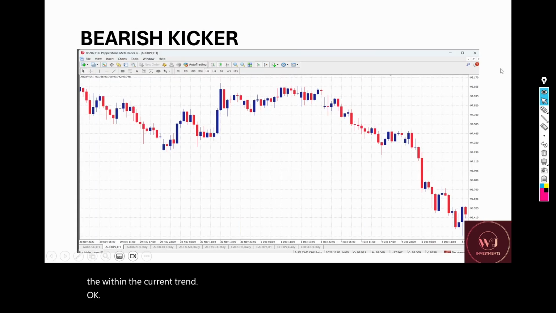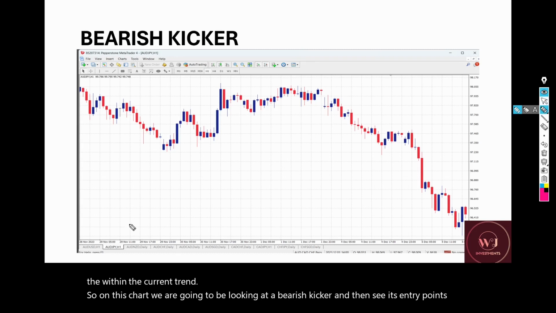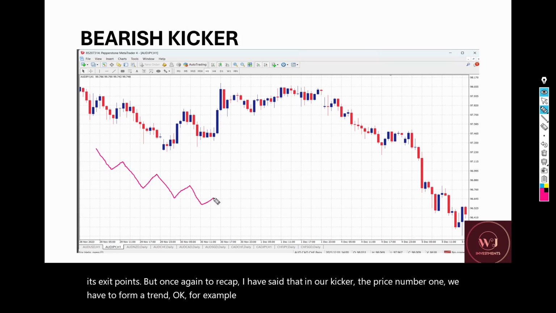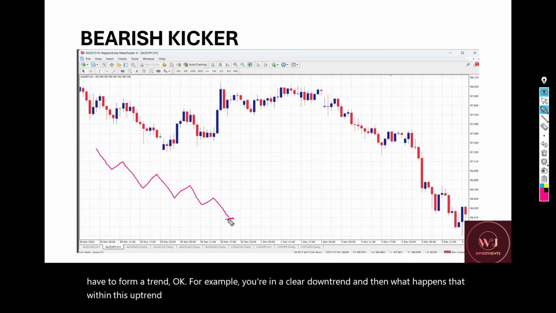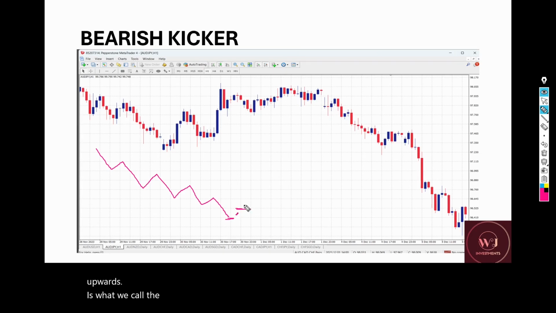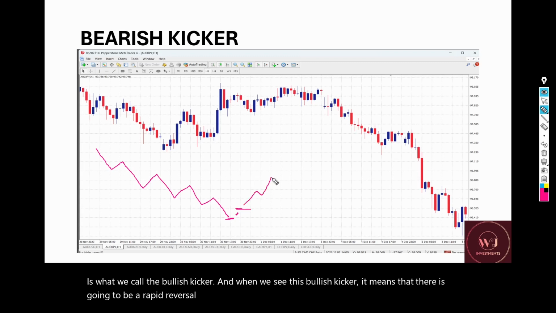So on this chart, we are going to be looking at the bearish kicker and then see its entry points and its exit points. But once again, to recap, I have said that in a kicker, number one, we have to form a trend. For example, we are in a clear downtrend. And then what happens within this downtrend is that we get a gap which is in the opposite direction of the trend. For example, here the trend is down, but we get a gap going upwards.